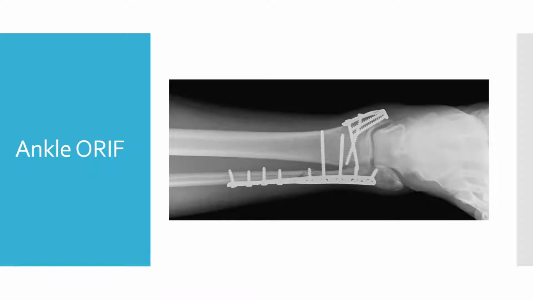This is an ankle open reduction internal fixation, ORIF. So this is where they actually opened it up. They opened it up and placed the pins, as you can see, or screws. Actually, these are screws, plates, lots of screws. There's different size screws.